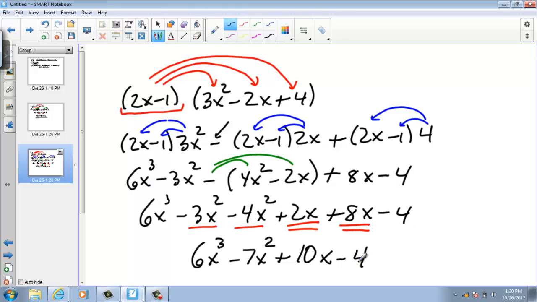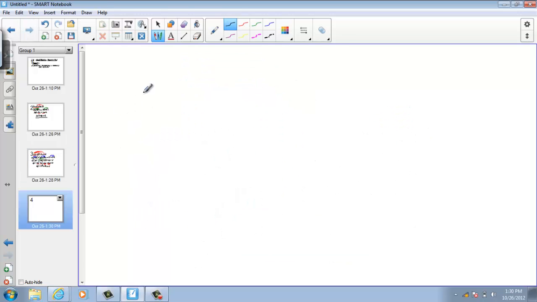Okay? Now that seems like a pretty tedious process, and it is. But what we can do is streamline this. So, for instance, let's take this same example, and let me show you how we can streamline this. So I'm just going to take the same example. 2x minus 1 times 3x squared minus 2x plus 4.